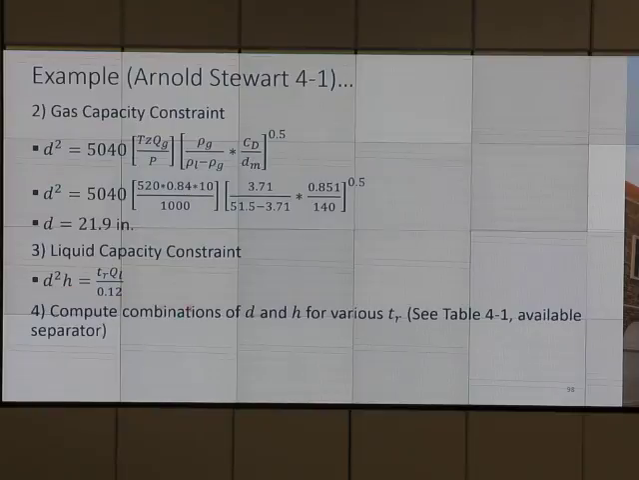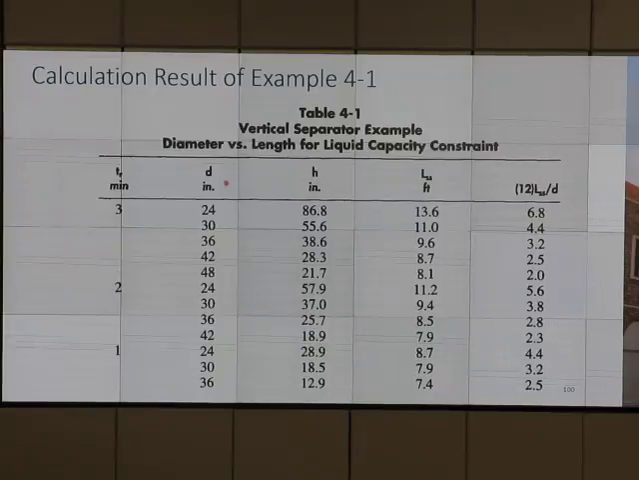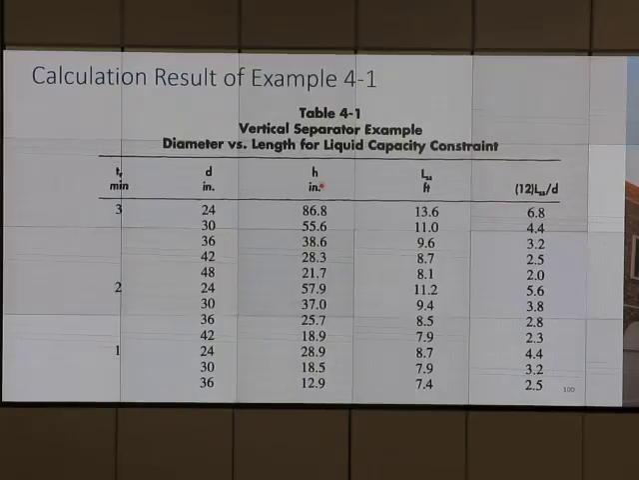Then compute the combination of diameter and height for various retention times, T sub R. So basically, you have several diameters that you come up with, where the manufacturer may or may not sell them, and various heights that you think the liquid level should operate at. Do the calculation and find out if your retention time matches the recommended value or not, and then you select the one that matches.